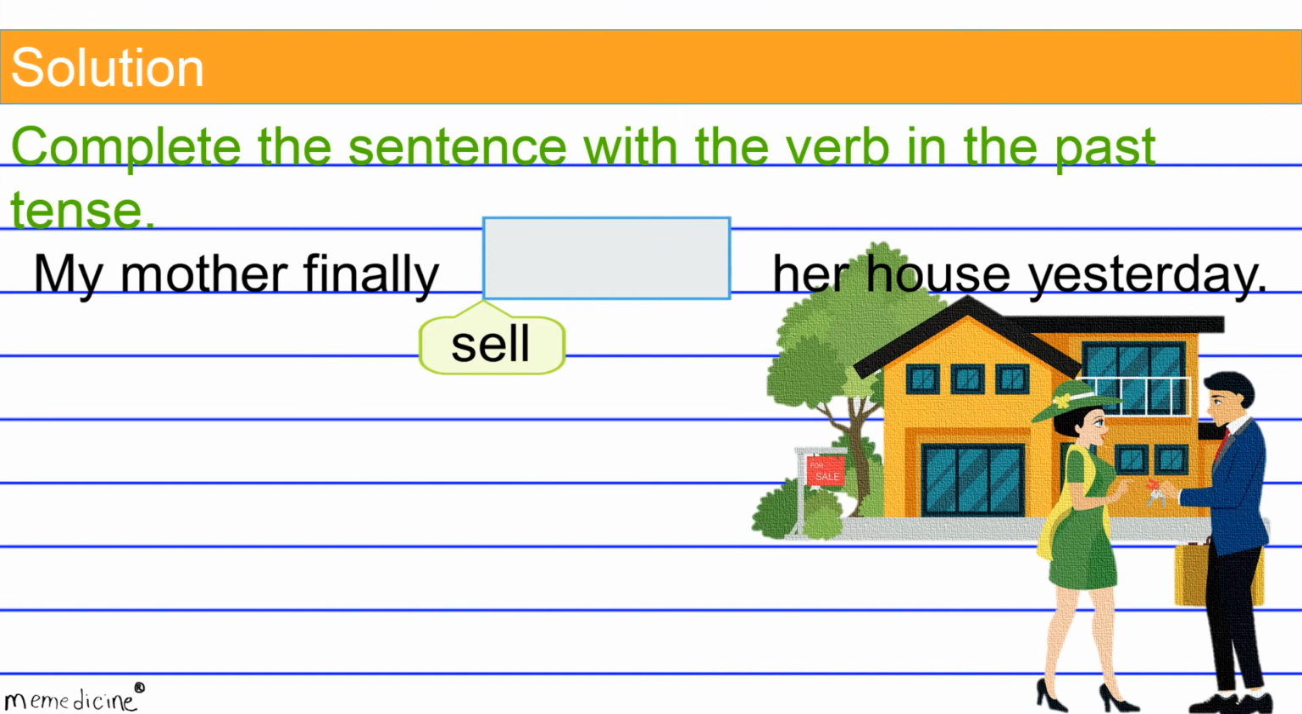All right, back to our original question, and now for the solution. Sold is the simple past tense verb form of sell. This is an irregular verb tense, so you have to commit it to memory.